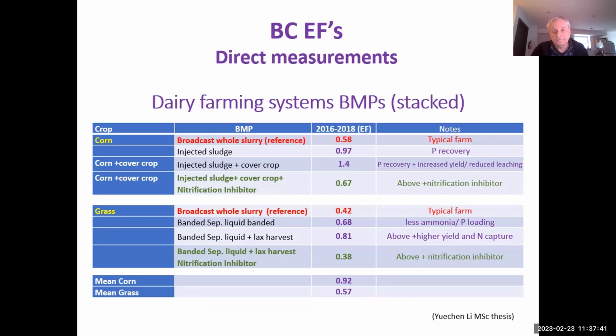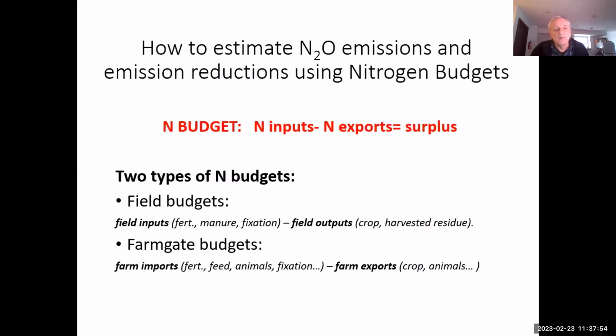So that gives you an idea about looking at the system as a whole and the complexity of doing that, because trade-offs are a big factor. And the way to try to reconcile some of this information, and you heard about it very nicely from Drew, is to do nitrogen budgets. So we're going to talk about nitrogen budgets now, and why they're important, and how they fit with nitrous oxide emissions. So what is a nitrogen budget?